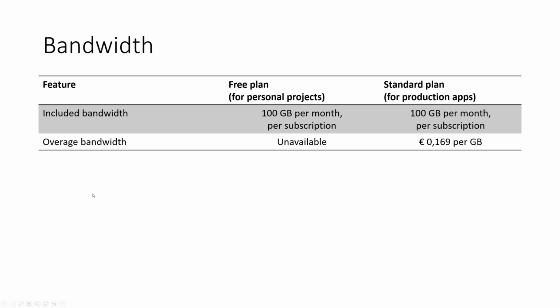Now, included bandwidth on the free plan is 100 gigs a month, as it is with the standard plan. However, if you go over that, the free plan will just stop. It will just stop giving you information, while the standard plan will go into an overage where it actually says almost 17 cents per gig for the outgoing bandwidth. This is the same as normal outgoing bandwidth in Azure. So it's not cheaper, it's not more expensive, it's just the same as outgoing bandwidth.